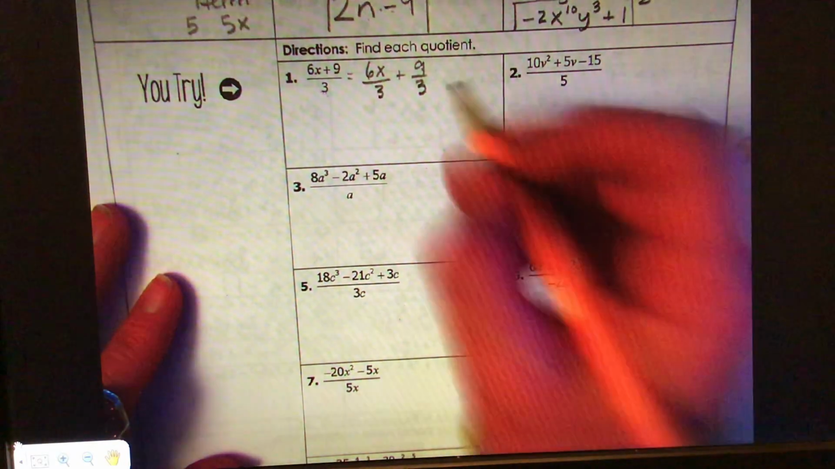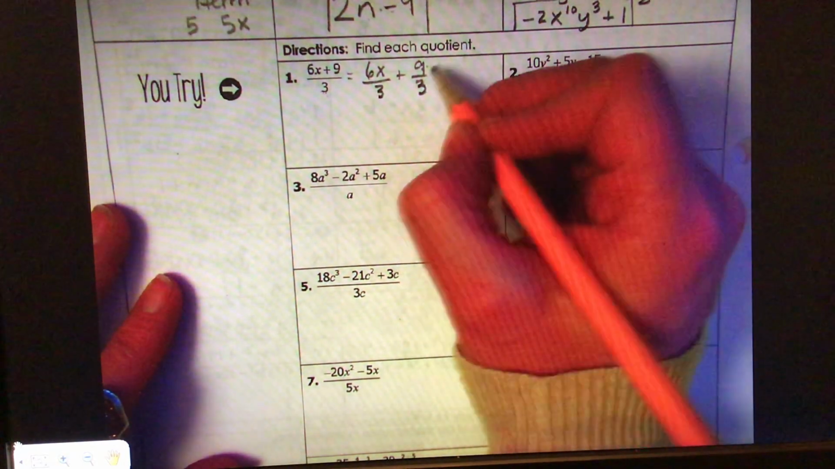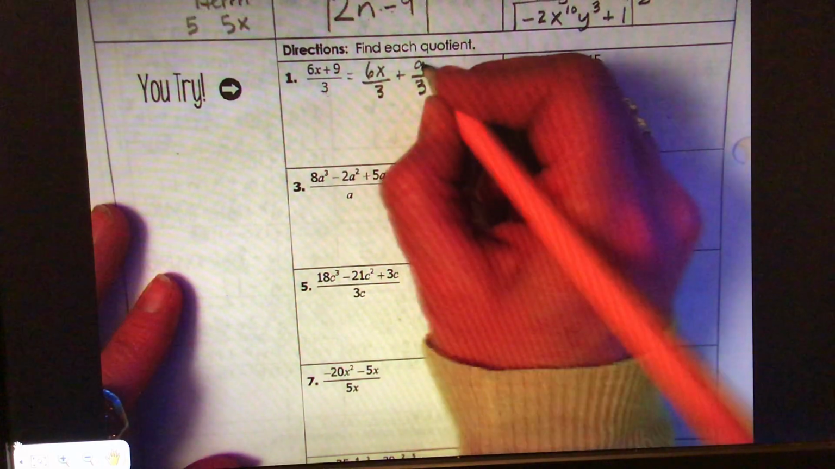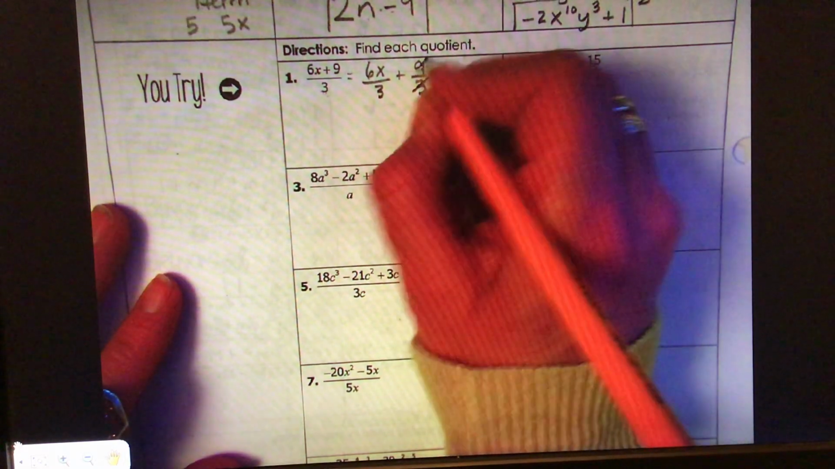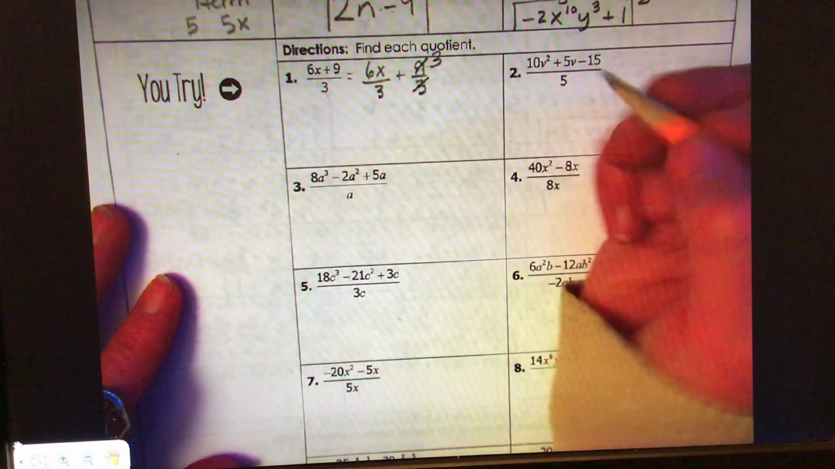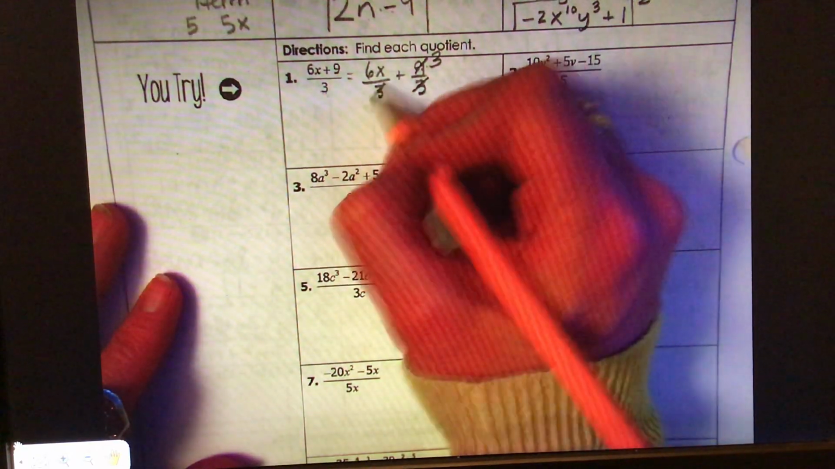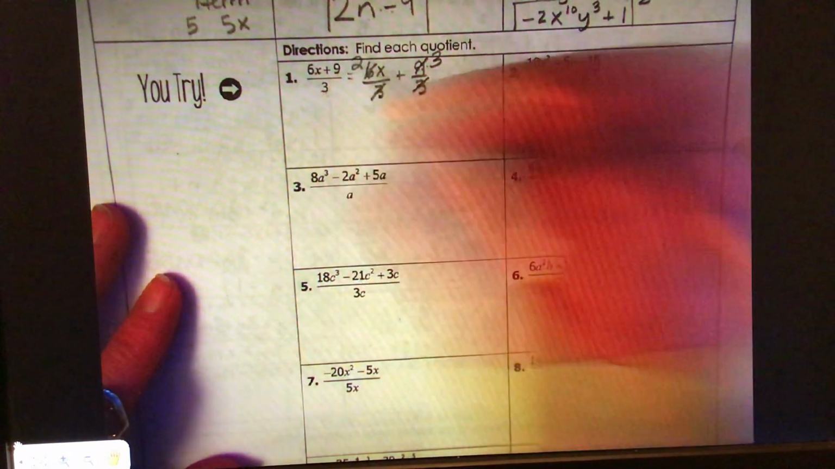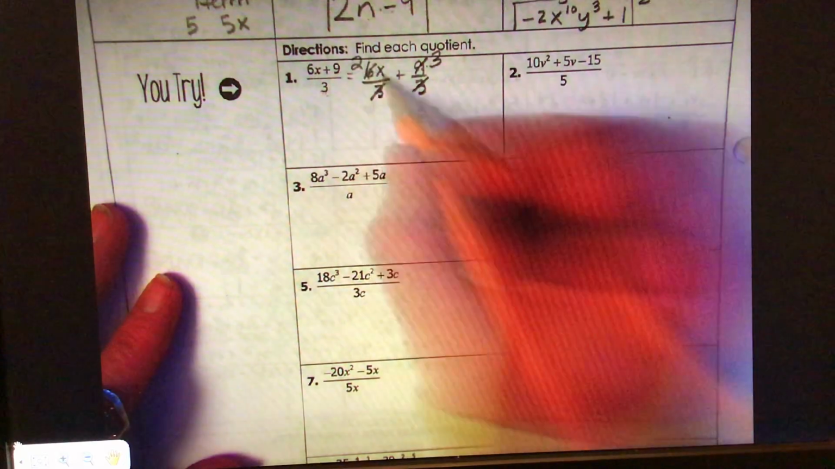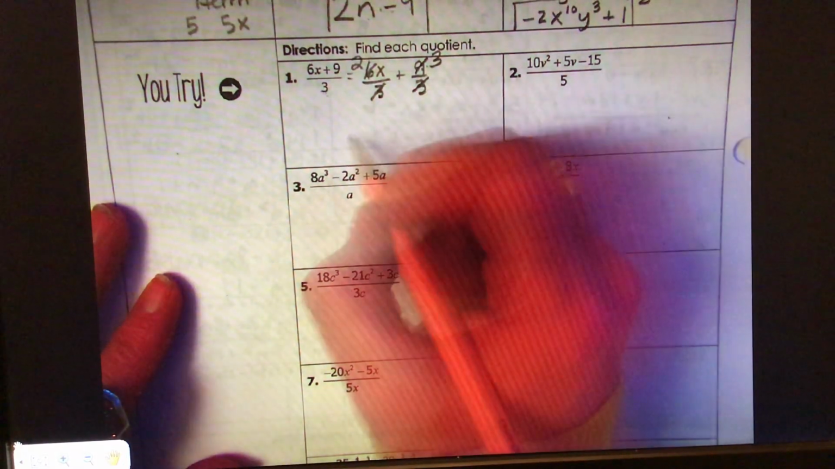Now you can begin however you want, but I think of this as, well, I see 9 over 3. 3 goes into 9, 3 goes into 9 3 times. 3 goes into 6 2 times. So now I have 2x, because I don't have anything else, plus 3.